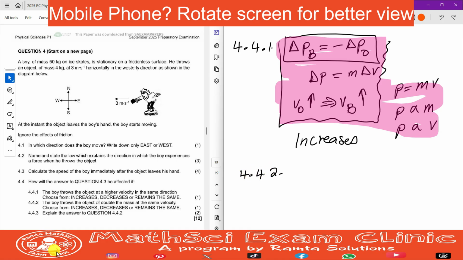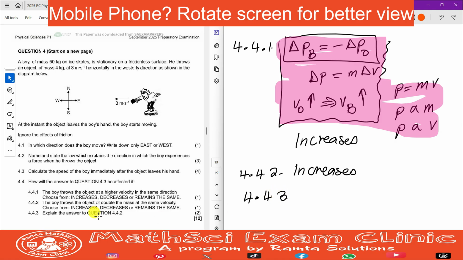4.4.2, the boy throws the object of double the mass at the same velocity. Choose from increases, decreases, or remains the same. Once again, we will say increases, because I just explained here. So it'll be increasing. If you increase the change in momentum of one, the change in momentum of the other will increase.